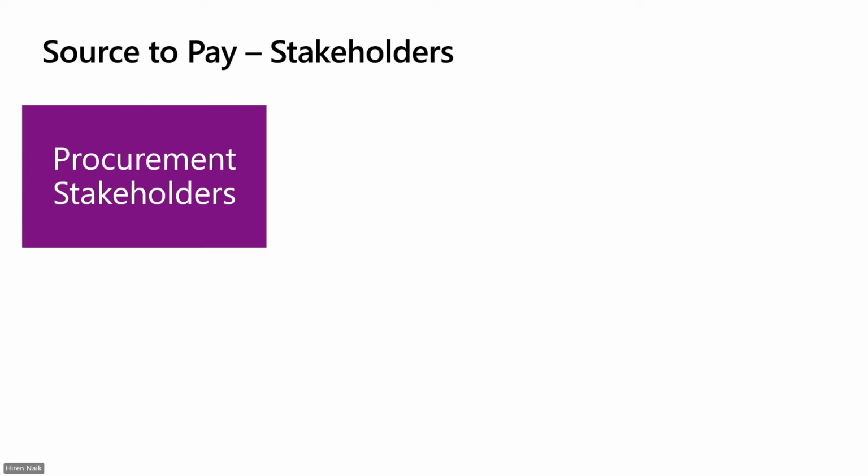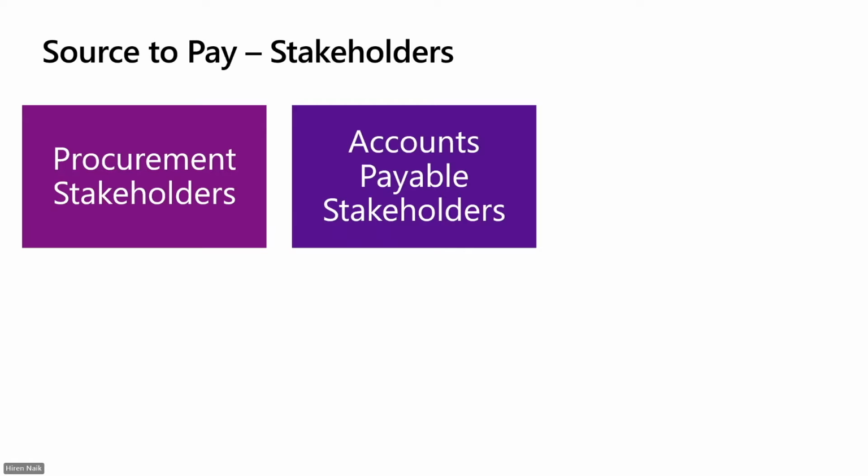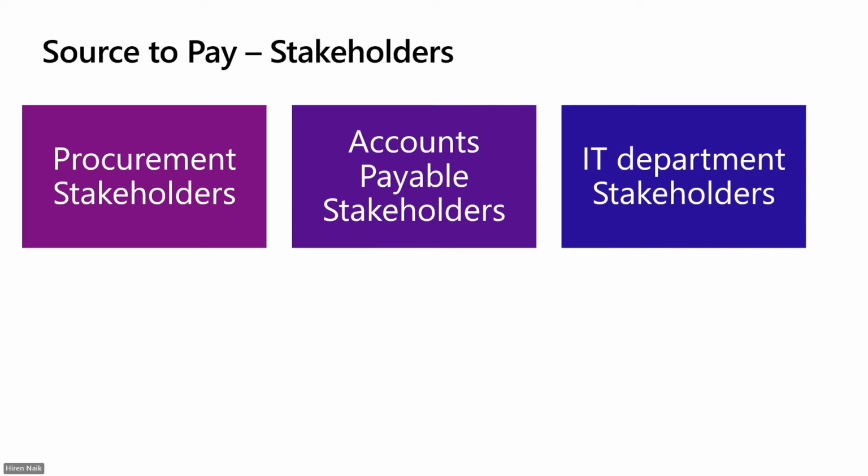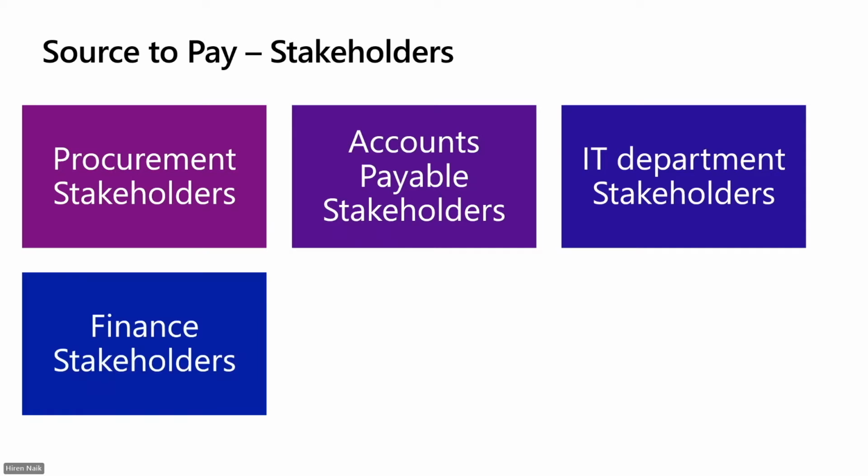Implementing a technology solution such as Dynamics 365 to support the source-to-pay process end-to-end involves a range of stakeholders from various departments and levels of the organization. Here are some of the typical stakeholders involved. Procurement stakeholders, including buyer, director of procurement, purchasing agent, purchasing manager. Accounts payable stakeholders, including accounts payable clerk, accounts payable manager. IT department stakeholders, including system analyst, director of IT, business system analyst. Finance stakeholders, for example, controller, CFO, accountant, or accounting manager.